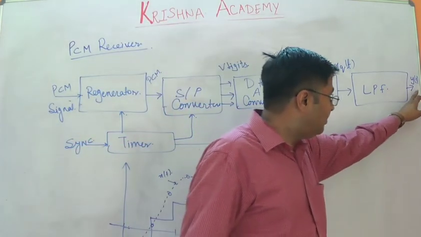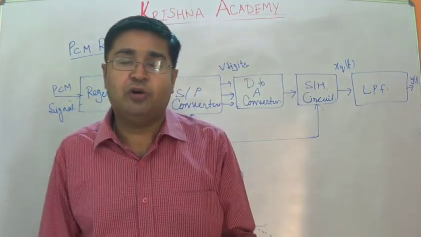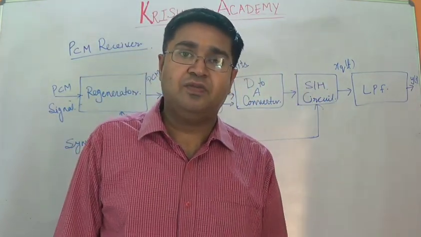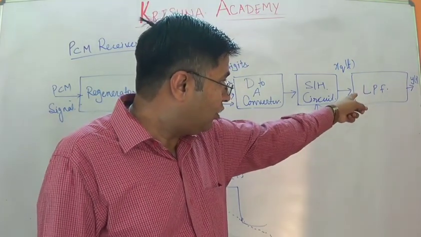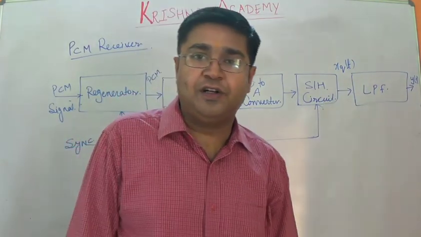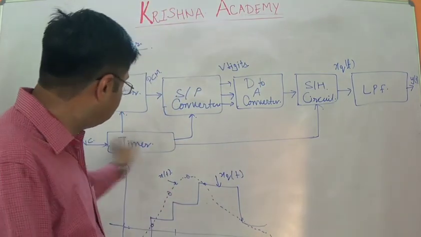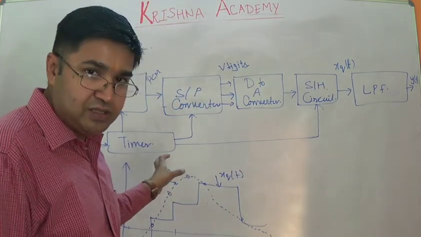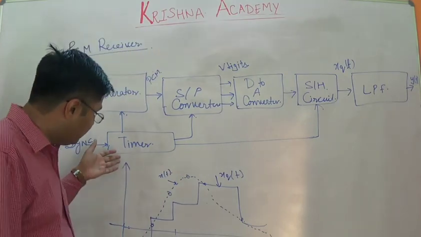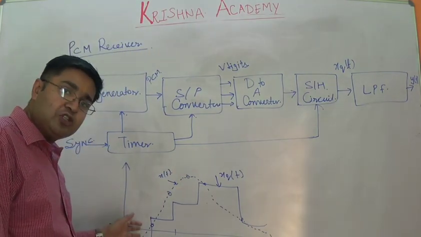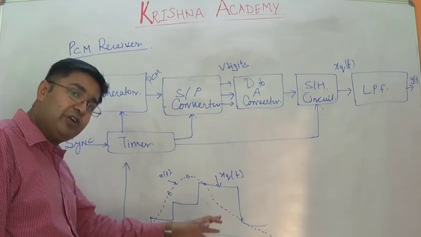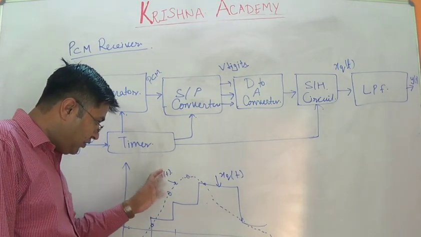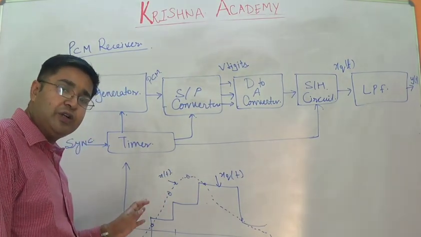You will get the signal y(t), the modulating signal, at the output of that LPF, the low pass filter. This is telling us the whole sequence of this particular circuit. Now whenever we are talking about this circuit, we can see that it is not exactly the same modulating signal, but somehow it is more or less related to it.